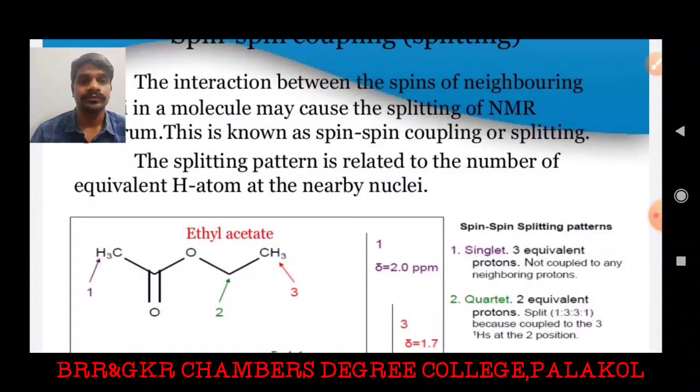But in proton NMR spectrum, it does not show 3 singlets. The singlet is split into a doublet, triplet, or quartet. The splitting of the signals is due to the spin of one nucleus interacting with the spin of the neighboring nuclei. So what is spin-spin interaction?